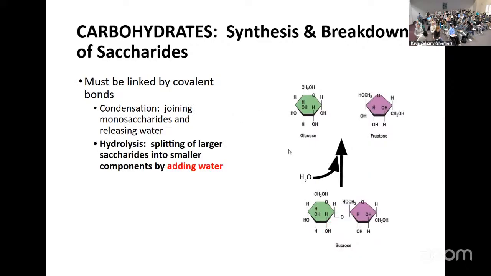This also means that when we split up carbohydrates, we're going to be adding water, right? So we got to get those 2 hydrogens and that oxygen back in order to break back into monosaccharides. So this is going to be a hydrolysis reaction. So hydro for water, lysis for breaking stuff up. So larger saccharides, so disaccharides, polysaccharides, get broken up when you add water.